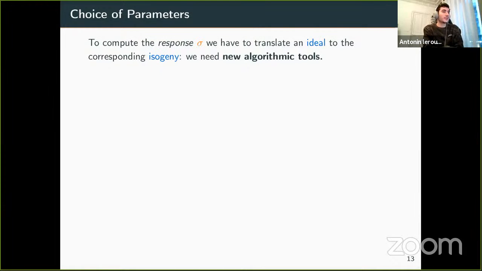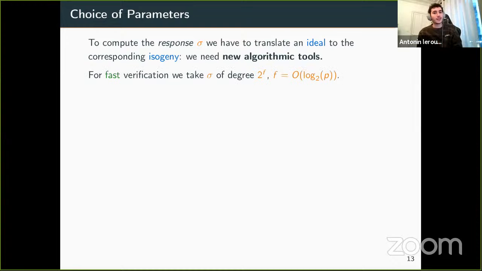So now let's talk a bit about the parameters. To get the fastest verification possible, we choose to take the isogeny sigma to be of degree 2 to the f. For those who are not familiar with isogenies, the hardness of computing an isogeny really depends on the factorization of its degree. And basically the smaller the dividing primes are, the faster the isogeny computation is going to be. So 2 to the f is really one of the fastest kinds of isogeny that we can obtain.